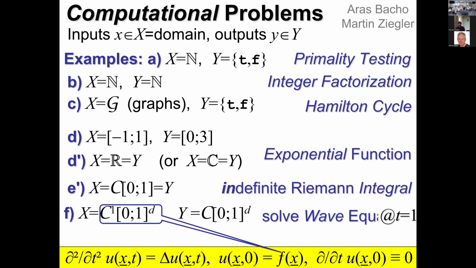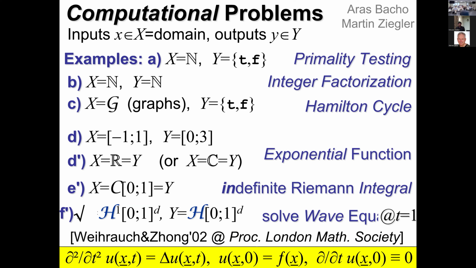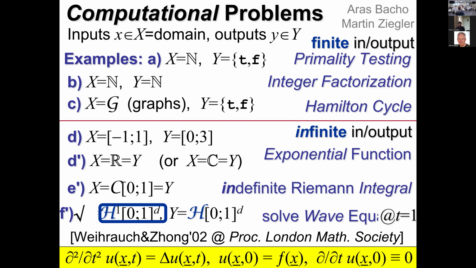And the solution is also in the space of continuous functions, but that's not the appropriate setting because the wave equation is not well posed in the sense of Hadamard in this setting. The right setting is, as pointed out by Heuhoff and Song, Sobolev spaces. And this is where we started off, trying to define computational complexity of Sobolev spaces, or to begin with, LP spaces. And you may notice that there are two types of computational problems.